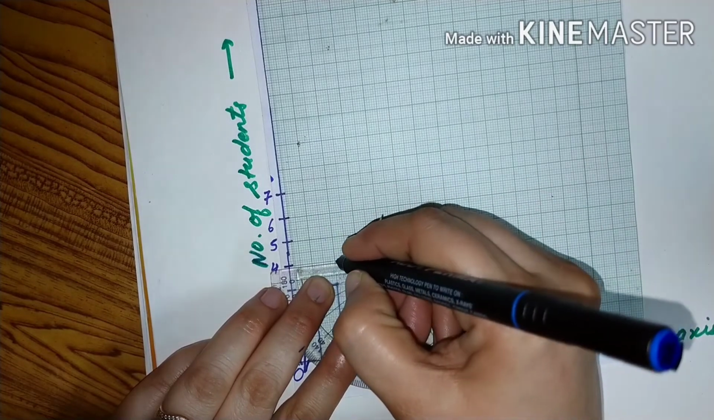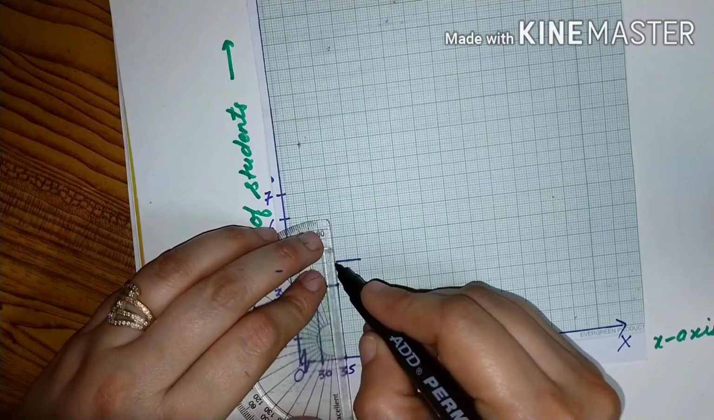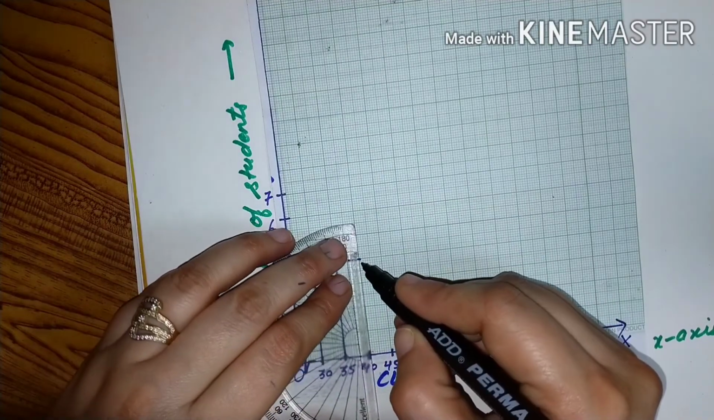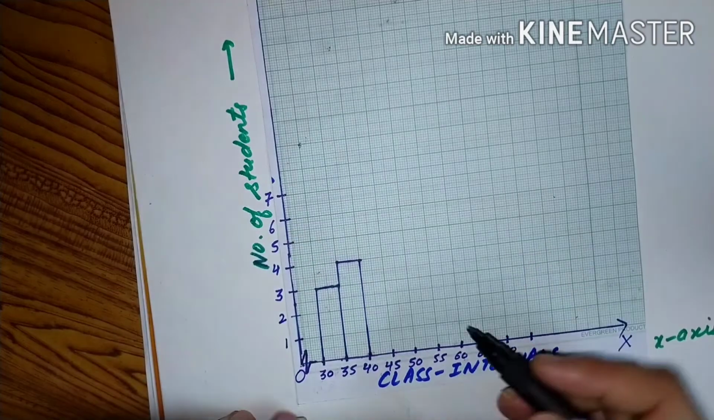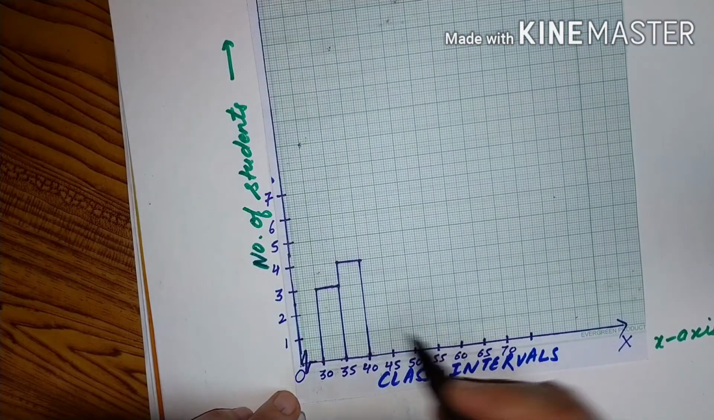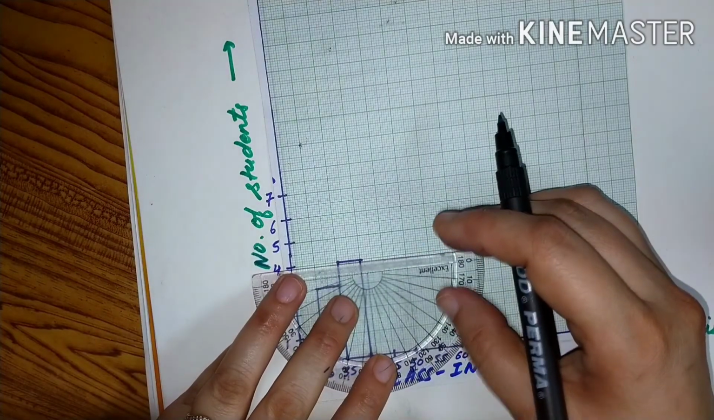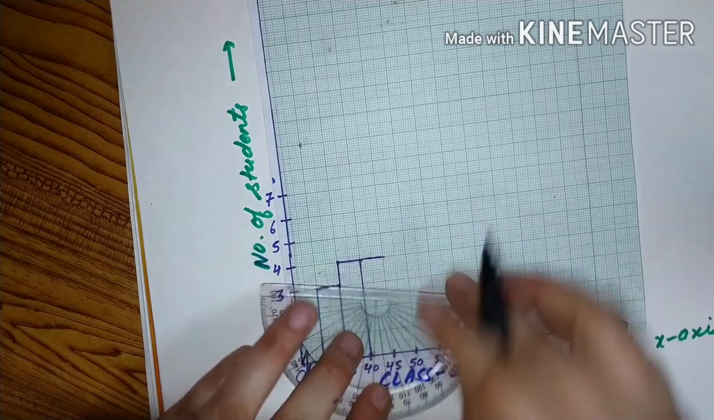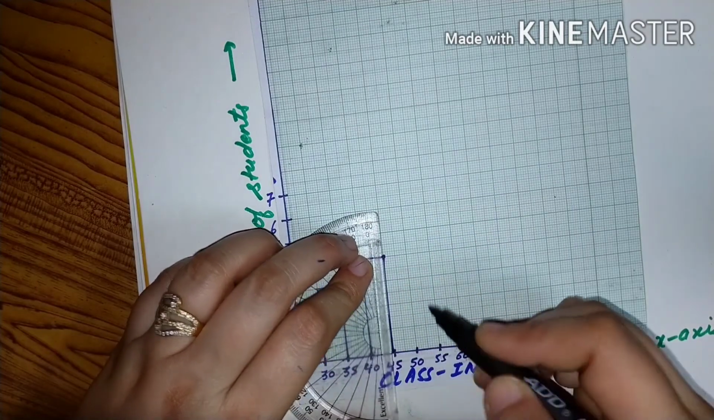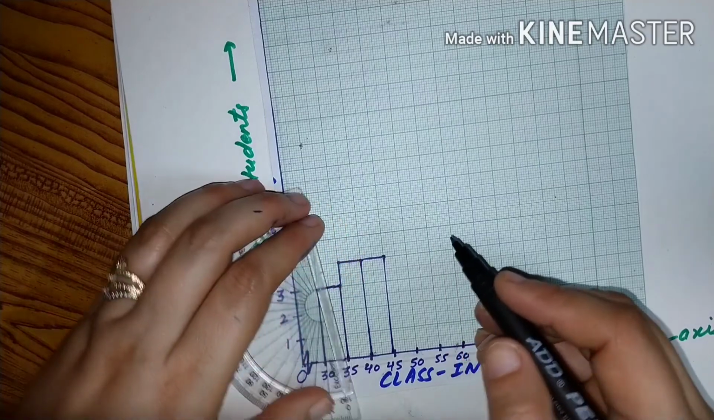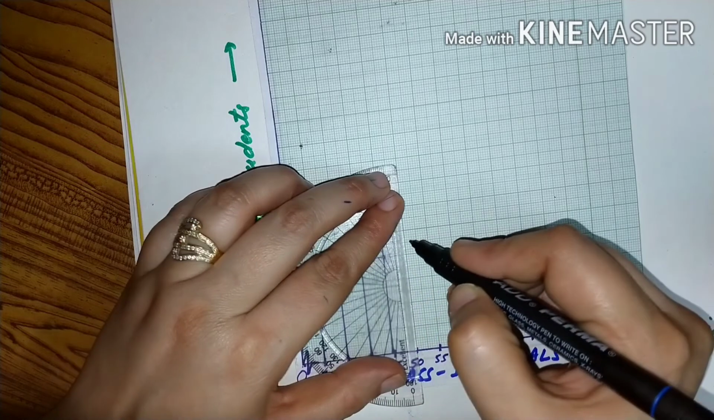So next, as you know, it is in continuous form, so we will not take gap. In histogram we will not take gap. We have to just show it like that. Then comes 40 to 45. Here also the number of students were 4. So we will make a bar here. Then in 45 to 50 there are 5 students.